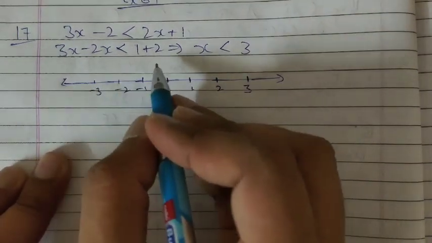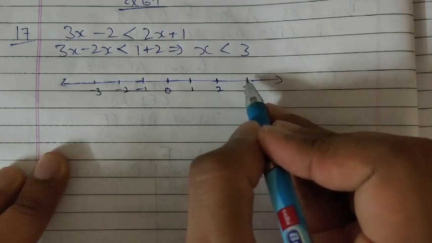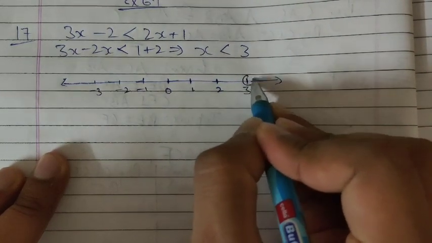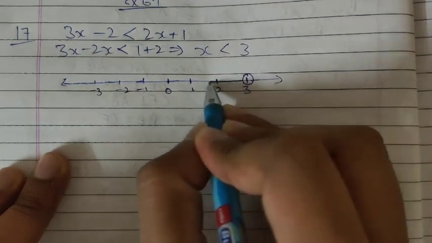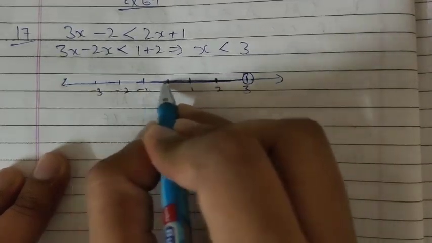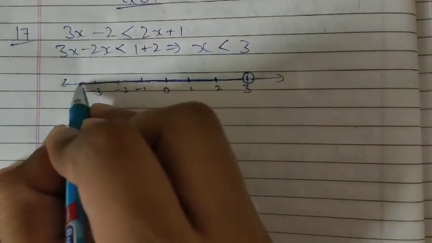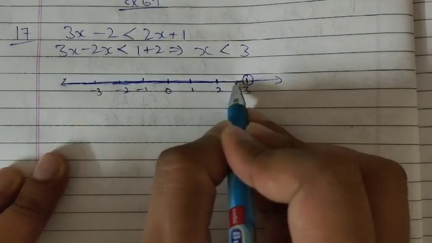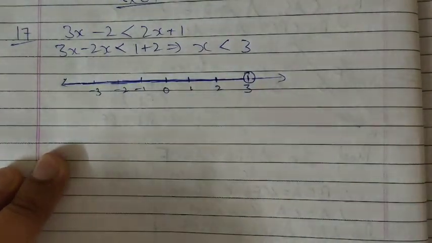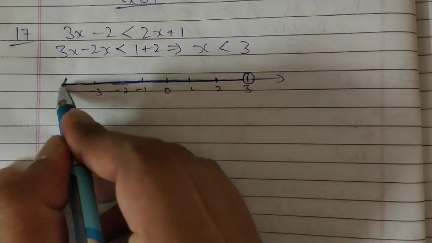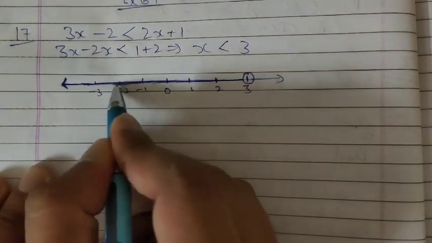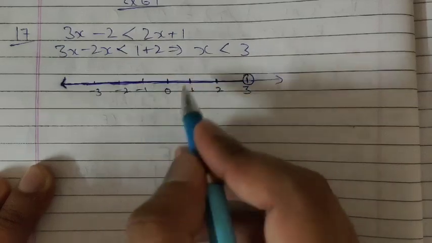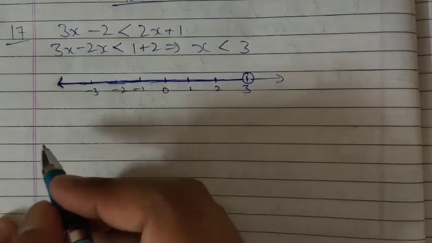So now what do we have? x is less than 3 but not equal to 3, so we have to use open brackets here and darken this portion, right? Using a black pen, just highlight it in this way. This is the answer of this question on graph paper.